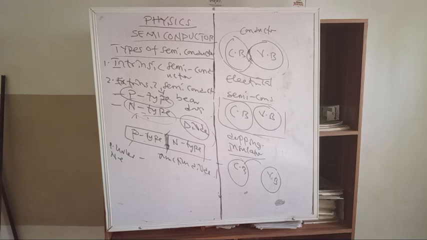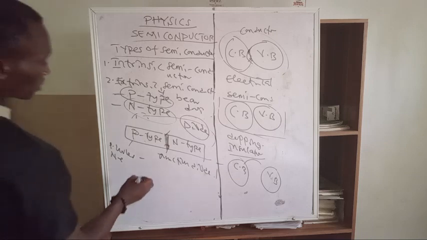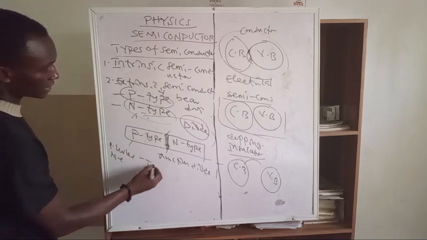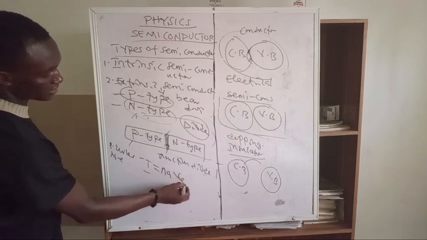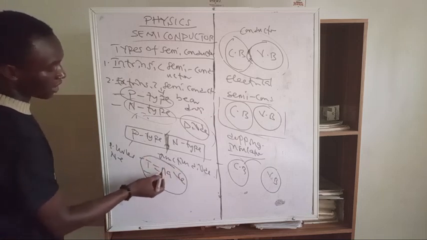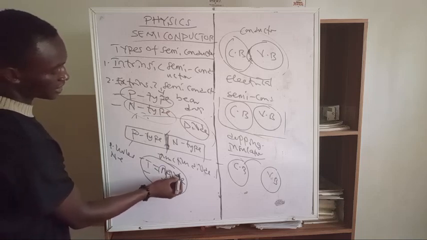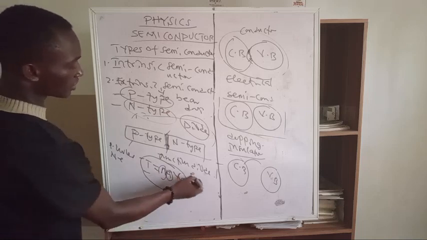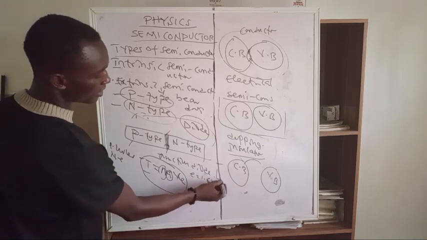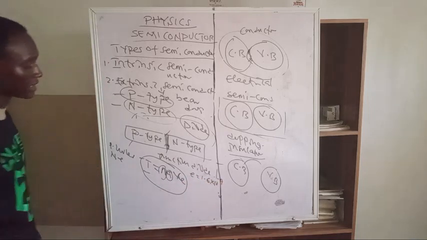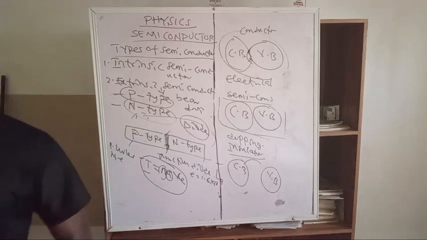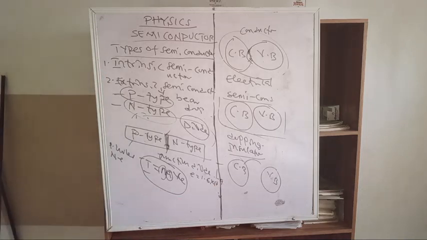We have said, if you watch our conductor video and resistor video, that current in a metallic conductor is given as NAVe: number of electrons, then area, then the velocity, and the electronic charge. Electronic charge is equal to 1.6 times 10 raised to the power minus 19. So I'm going to derive that value of current for both extrinsic and intrinsic semiconductors.